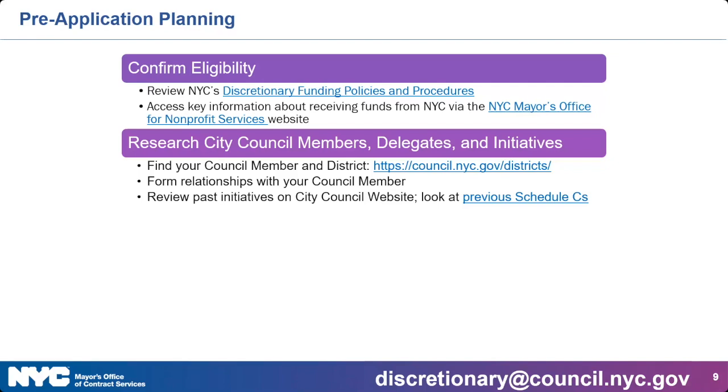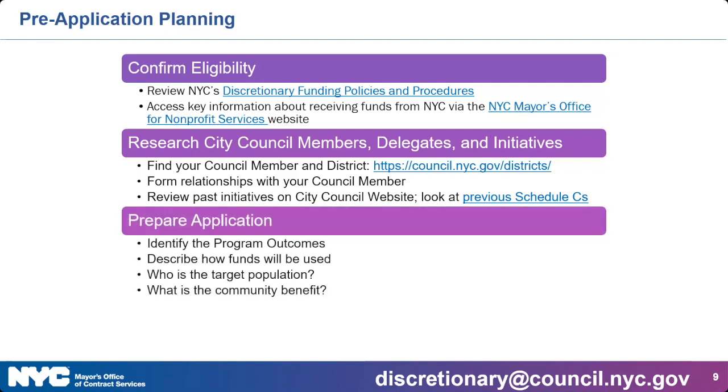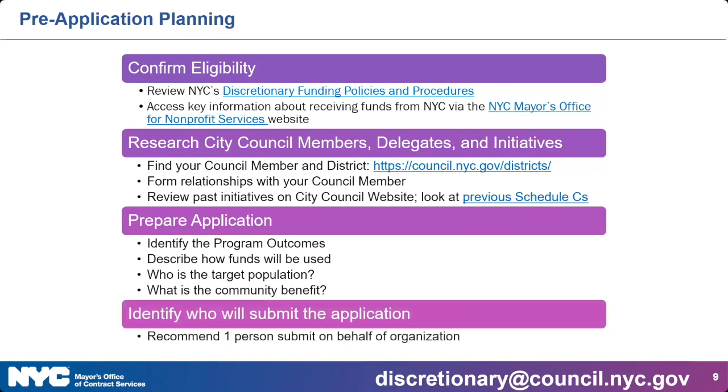Schedule C is funding provided by the council to support not-for-profit organizations and local projects that address community needs. Explore fiscal year 2025 Schedule C to see past initiatives. Be ready to answer application questions about the scope and aims of your program. And then only one person should submit the application for your organization.